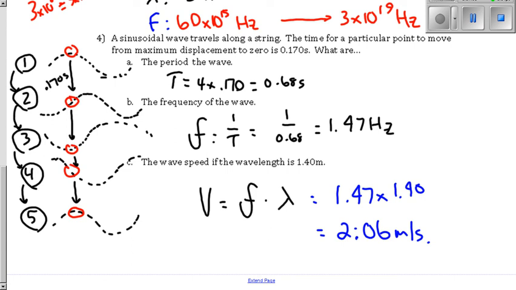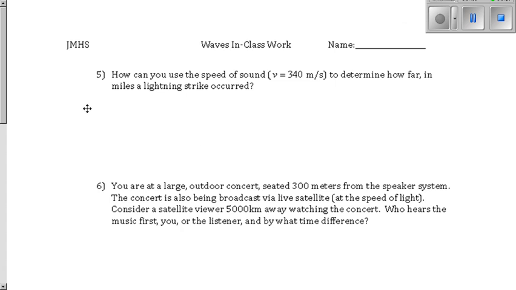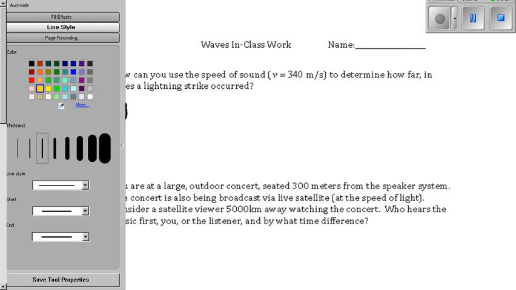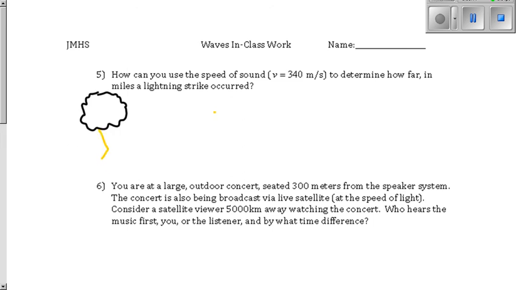Okay, if we head on to the next page, we have a question about how we can use the speed of sound, which is 340 meters per second, to determine how far in miles a lightning strike occurred. So imagine this. Here's my thundercloud, very big, ominous thundercloud. And I've got some lightning, and let's see, what color lightning should we use? I'm going to use some yellow lightning. Okay, my lightning's coming down like this, and it's going to hit the ground. And you're standing right over here, some distance away.